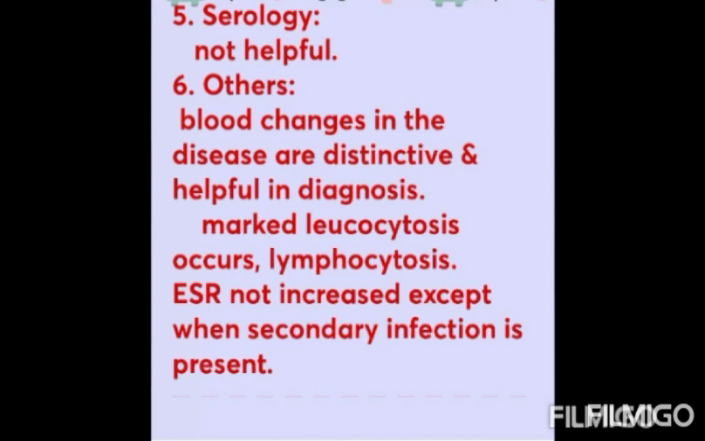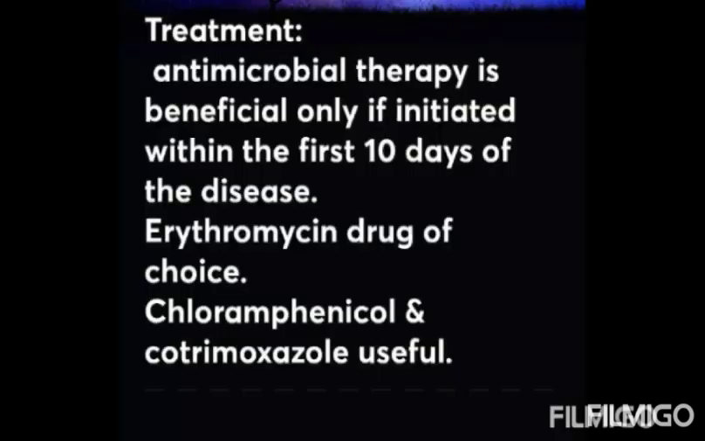And other laboratory parameters: blood changes in the disease are distinctive and helpful in diagnosis. It is very important that marked leukocytosis occurs and lymphocytosis also occurs. ESR, that is erythrocyte sedimentation rate, is not increased, except when secondary infection is present. In the primary condition, ESR is not increased. So lymphocytosis and leukocytosis are present. The total leukocyte count is 20,000 to 30,000 per mm³ with 60 to 80% lymphocytes.